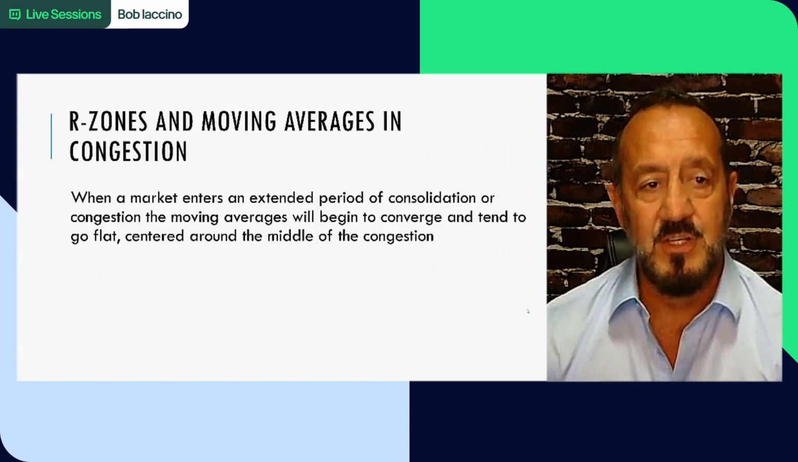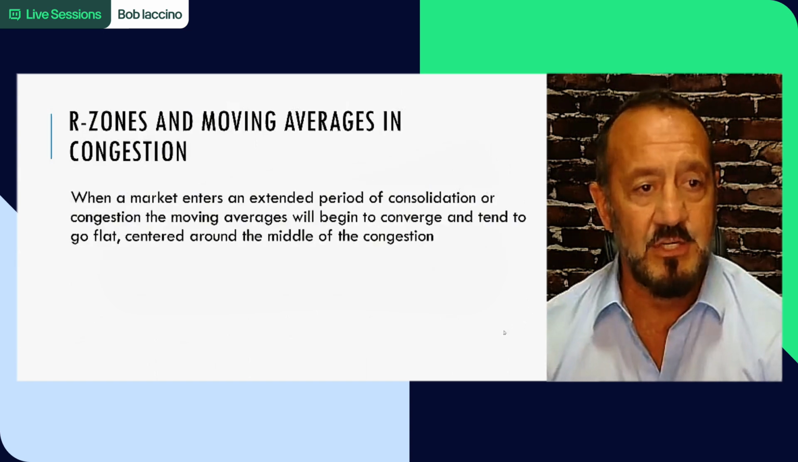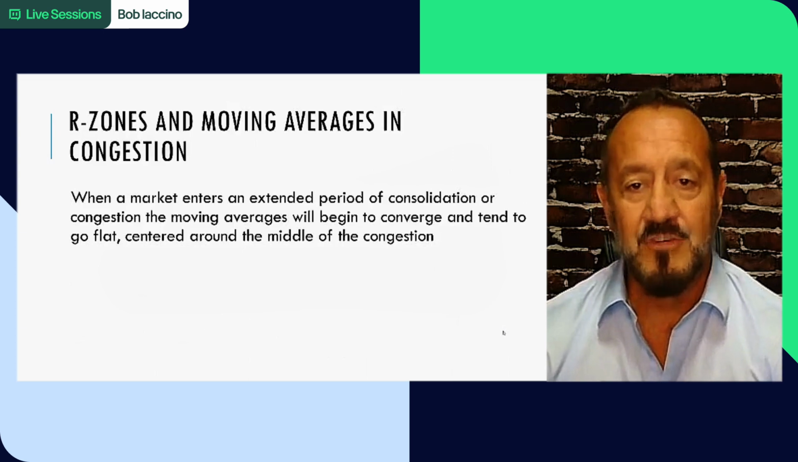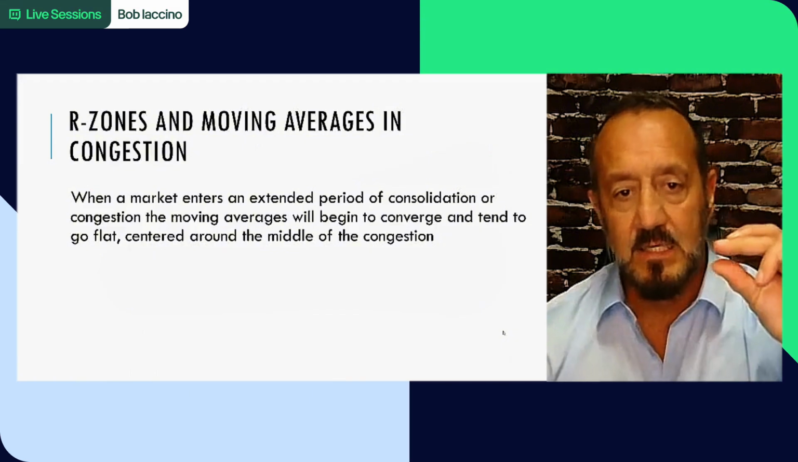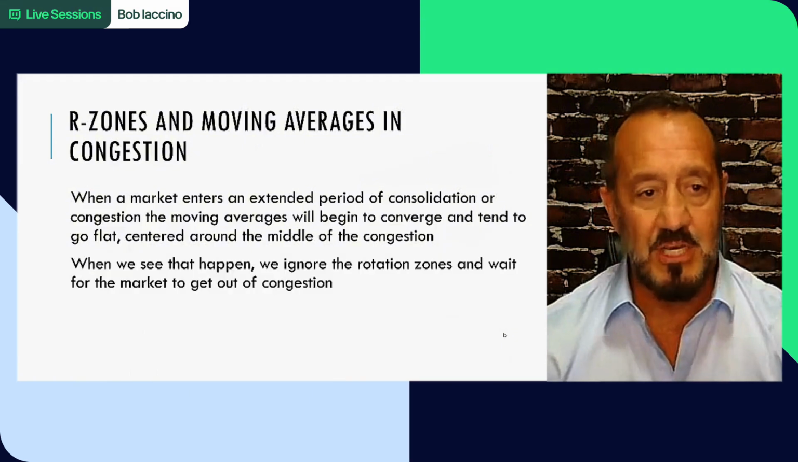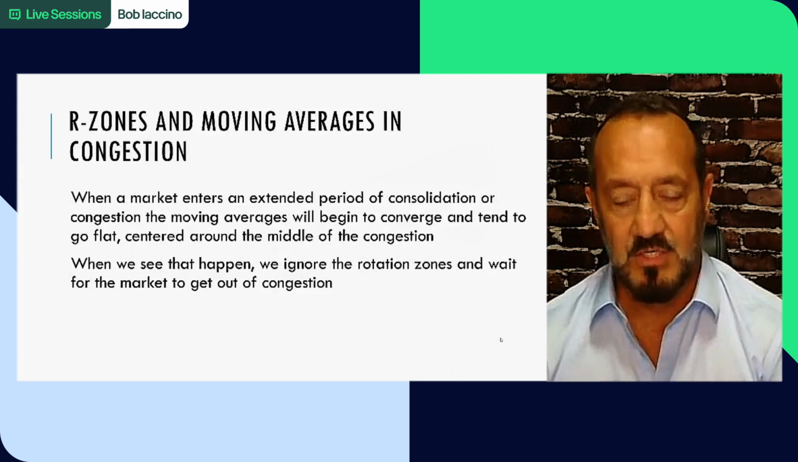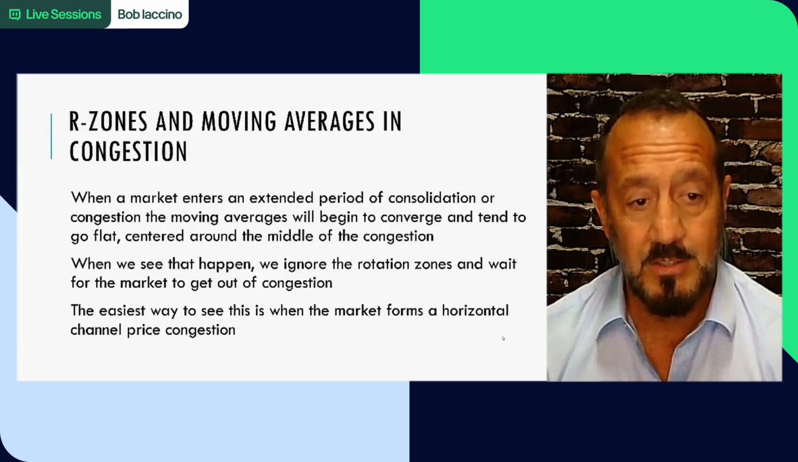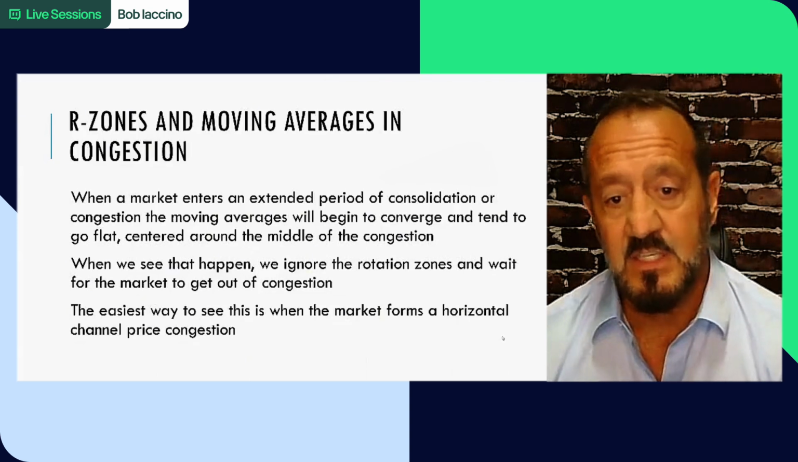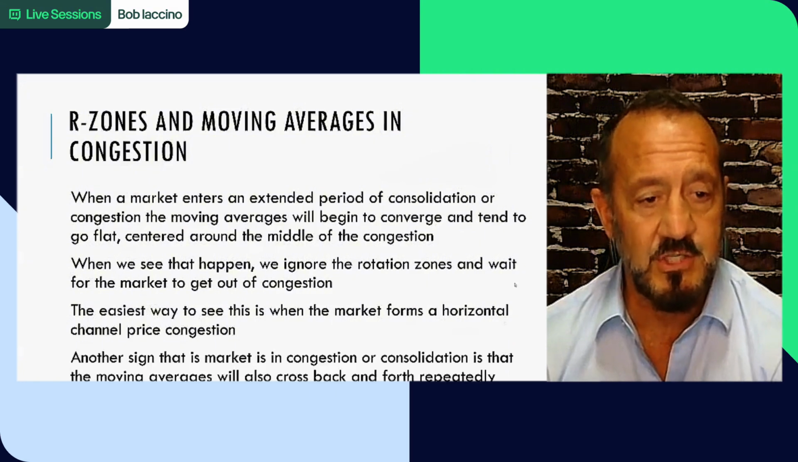Now, moving averages in congestion. When a market enters an extended period of consolidation or congestion, the moving averages will begin to converge and tend to go flat, centered around the middle of the congestion. When we see that happen, the rotation zone doesn't matter to us anymore because it doesn't exist. We ignore it and we wait for the market to get out of congestion. The easiest way to see this is when the market forms a horizontal channel of price congestion.